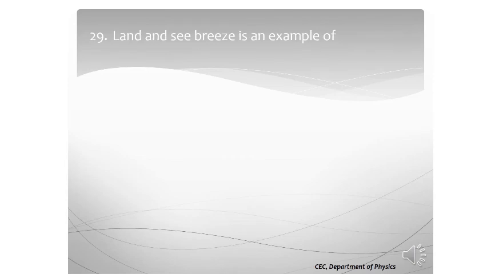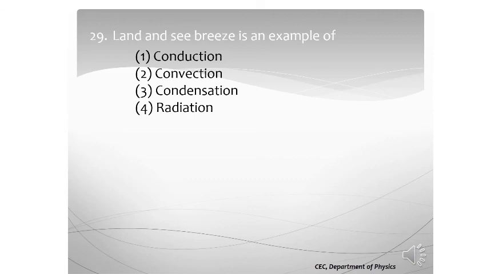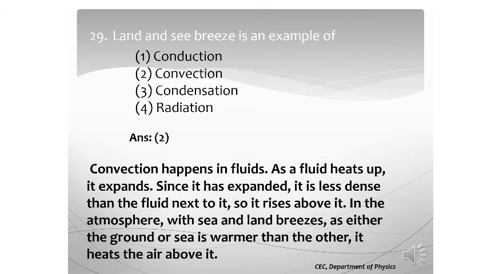Next, land and sea breeze is an example of conduction, convection, condensation, radiation. Answer is 2, convection. Convection happens in fluids. As a fluid heats up, it expands. Since it has expanded, it is less dense than the fluid next to it, so it rises above it. In the atmosphere with sea and land breezes, as either the ground or sea is warmer than the other, it heats the air above.